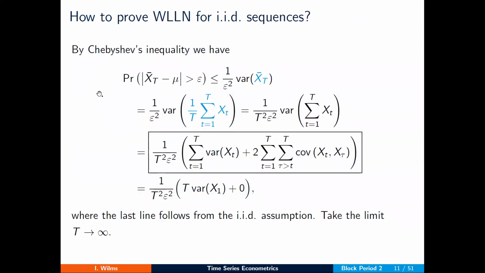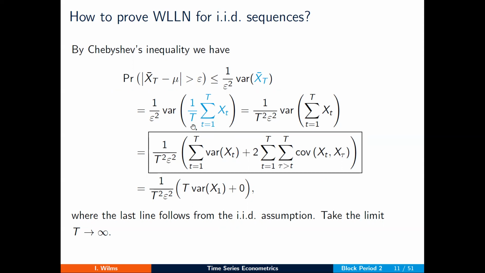Now, how can we use Chebyshev's inequality to prove our law of large numbers? Well, we start from the probability that x bar deviates more than epsilon from mu. And by Chebyshev's inequality, this can be upper bounded by its variance divided by epsilon squared. Now let us plug in the definition of our average here in blue, such that we can further simplify this variance term.